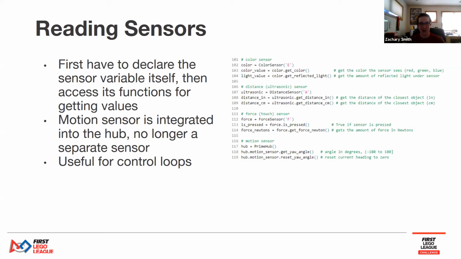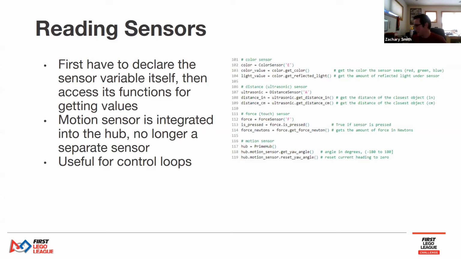For the distance sensor, same thing, you have to declare your variable first, which is going to be equal to the distance sensor, and then whichever port it's plugged into. And then to get the distance in inches or centimeters that it is away from something, you just call the variable that you made dot get distance in inches or centimeters.